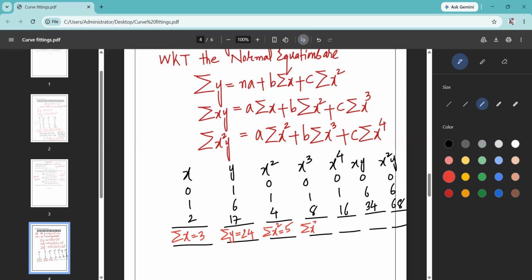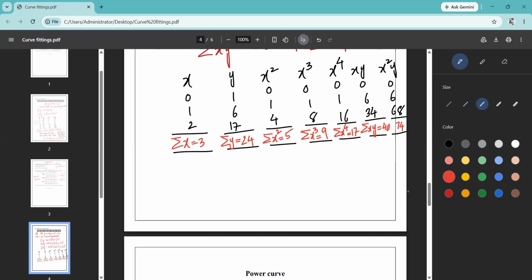Summation x power 4 is 17. Summation xy is 40. And summation x square y value is 74. Exactly. After this, we have to plug all these values into our normal equations.